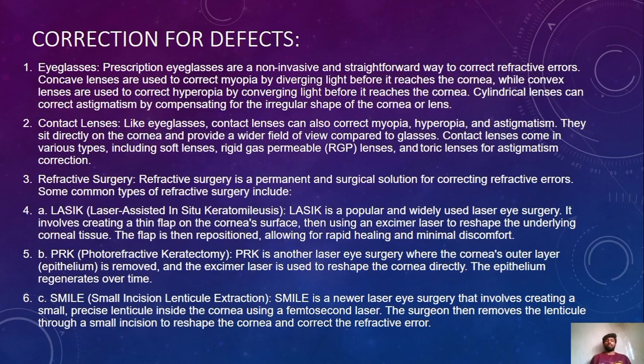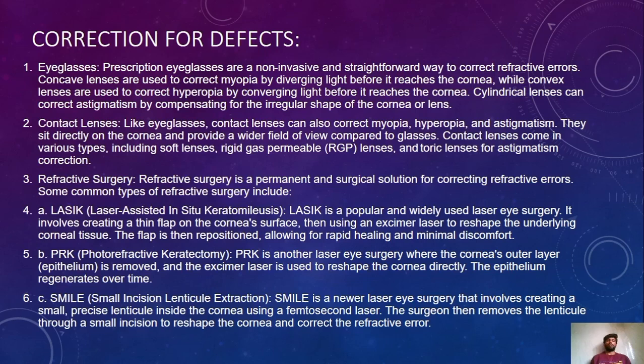Prescription eyeglasses are a non-invasive and straightforward way to correct refractive errors. Concave lenses are used to correct myopia by diverging light before it reaches the cornea, while convex lenses are used to correct hyperopia by converging light before it reaches the cornea.